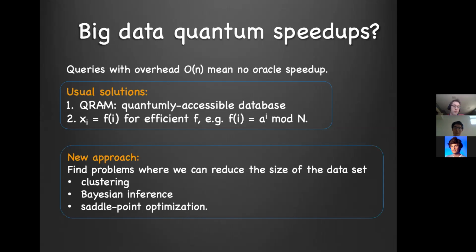So instead, I'm going to talk about an approach where we try to reduce the size of the data set and apply this to classic machine learning problems like clustering, Bayesian inference, and saddle point optimization. These are pretty general purpose problems which can be hard, and you want to see a quantum computer help. And so I'm going to talk about how to do that by using data reduction techniques.